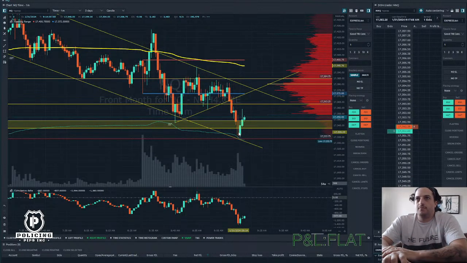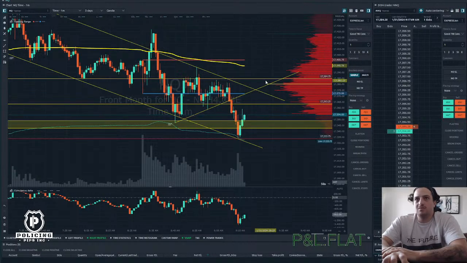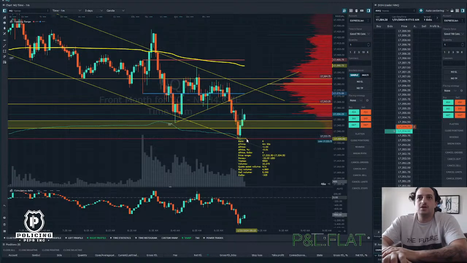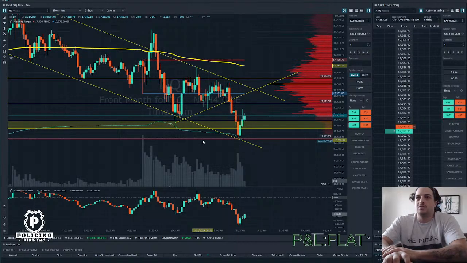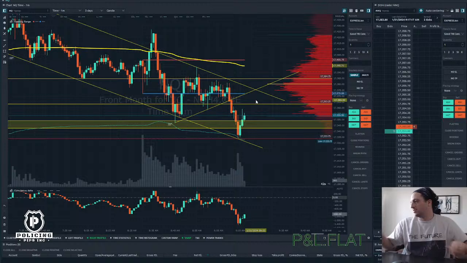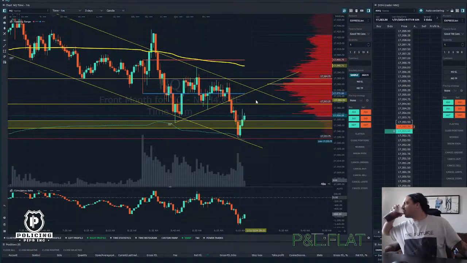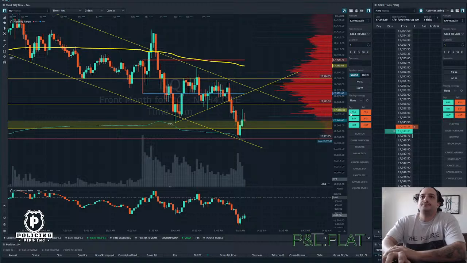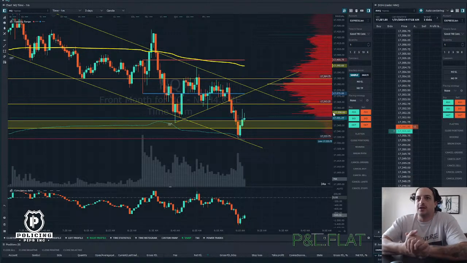This is not quite an A plus setup. V bottoms are impossible for me to trade, and if you're a pure levels trader where you set an entry, good for you, because I can't do it because my stops are too tight. I don't want to get run over on the way down.